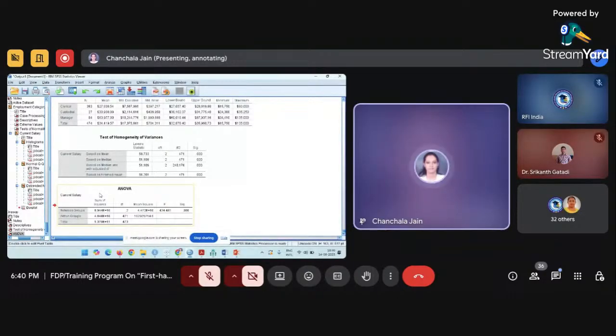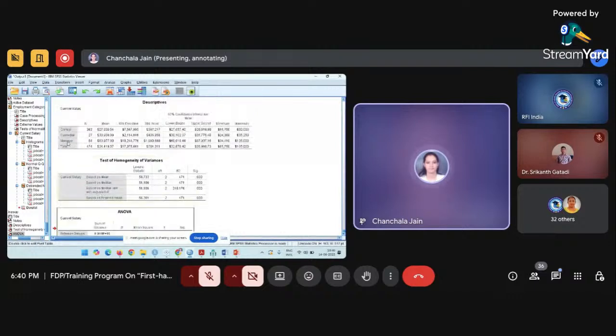Now you can see the ANOVA null hypothesis is rejected. That means we are saying there is a significant difference. When the difference is there, we are now interested in whether the mean salary of clerical and custodial staff is significantly different, or custodial and managerial staff, or manager and clerical staff. This is what we want to check. We want to go for the pairwise comparison now.